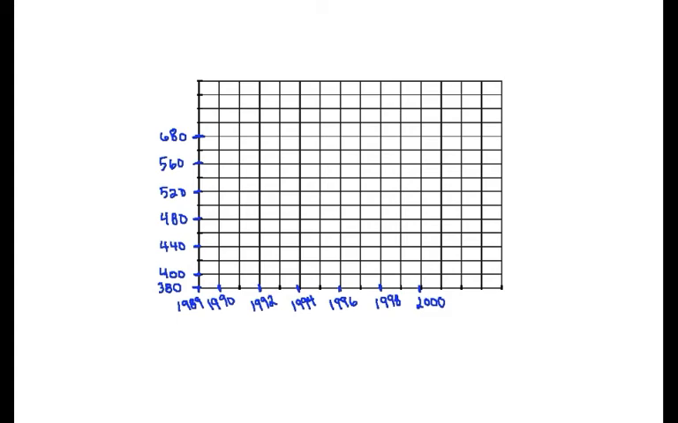Now I'll go ahead and start plotting my points. Starting with 1990, 401, that's very close to 1990 and 400. Going on to 1991, 461, that's very close to 460. Go ahead and pause this and try plotting your points now. I'm going to fill them all in just a moment.